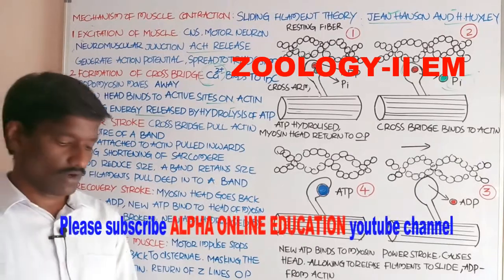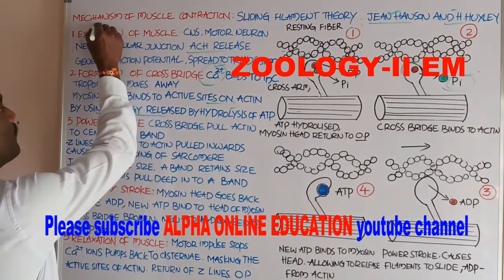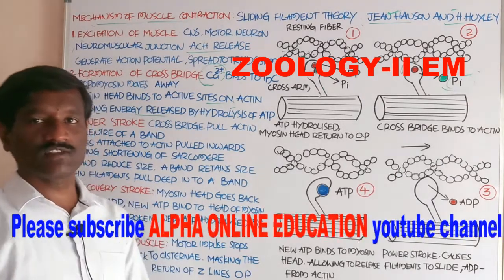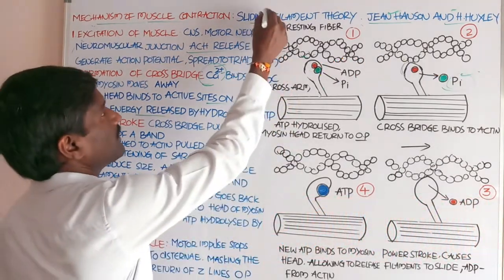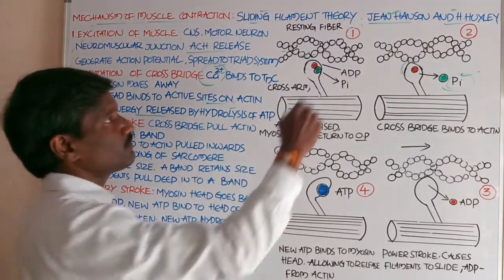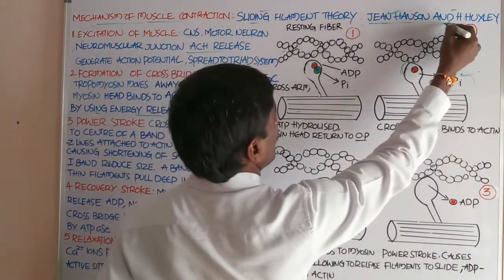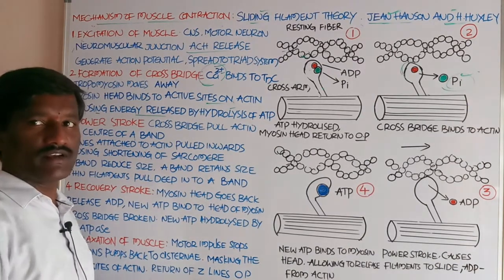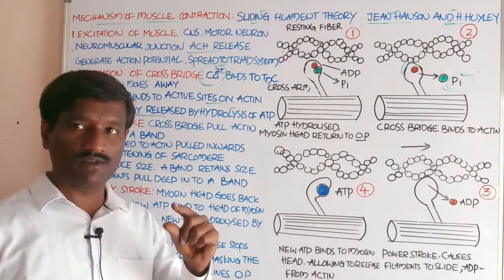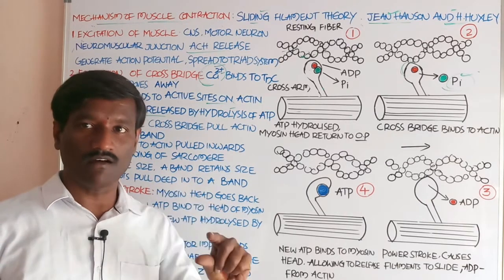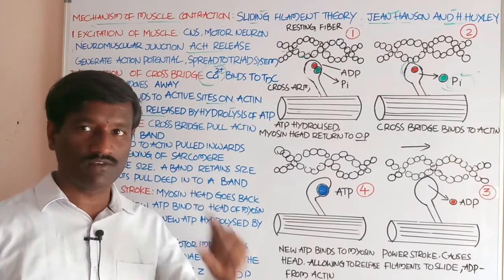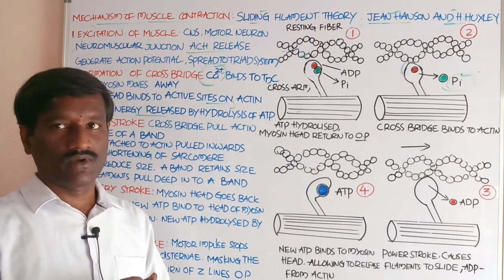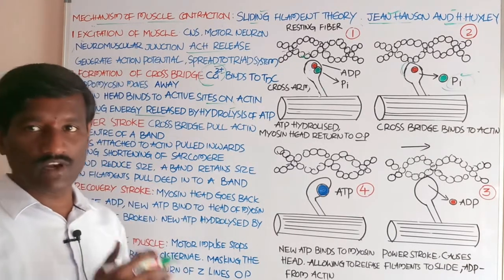Okay students, now we will discuss the mechanism of muscle contraction. It is explained with the sliding filament theory, proposed by Jean Hanson and H. Huxley. Question: why is it called the sliding filament theory? Because of the sliding of the actin filaments, or thin filaments, between the thick filaments. So it is called the sliding filament theory.